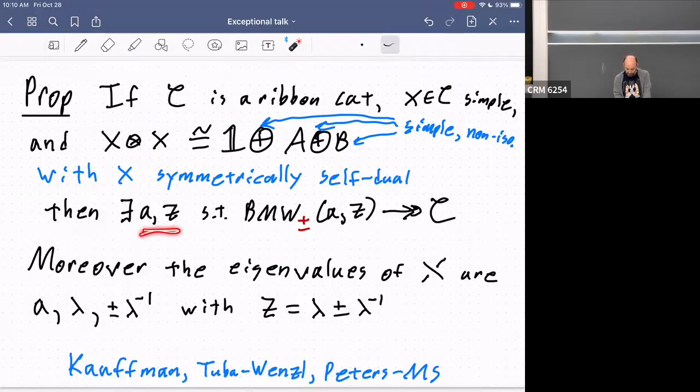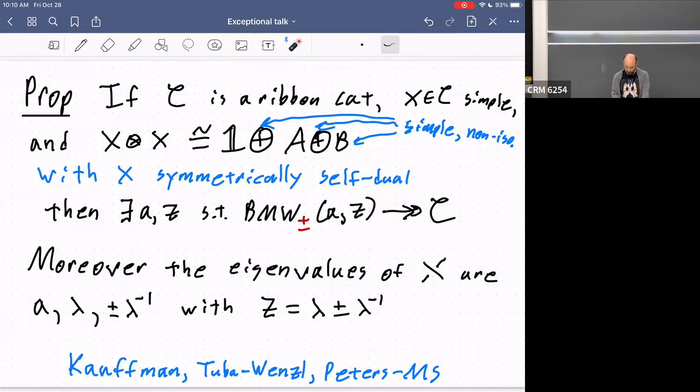Then there's some values of A and Z and a functor from BMW to C. I probably shouldn't have written this, whatever I meant by surjective here. Maybe if I require X to be a tensor generator or something, then I know it describes the whole category. Okay.